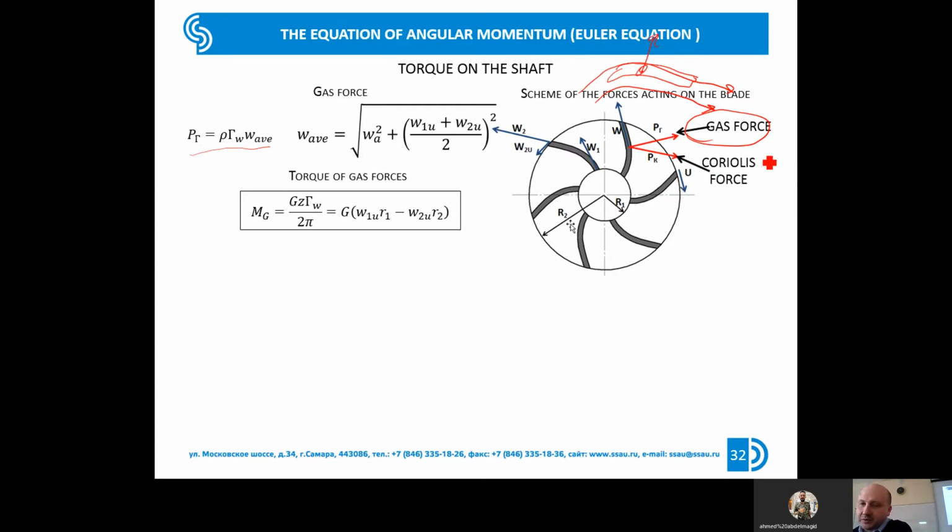And in the common case, especially in the case of radial turbomachinery, we have the Coriolis force. This is one of the kinds of inertia forces. It will be important in a centrifugal compressor and in a centripetal turbine, but it does not have great influence in axial turbomachinery. But we are speaking about common turbomachinery, and that's why we are taking it into account. So you know what the Coriolis force is.